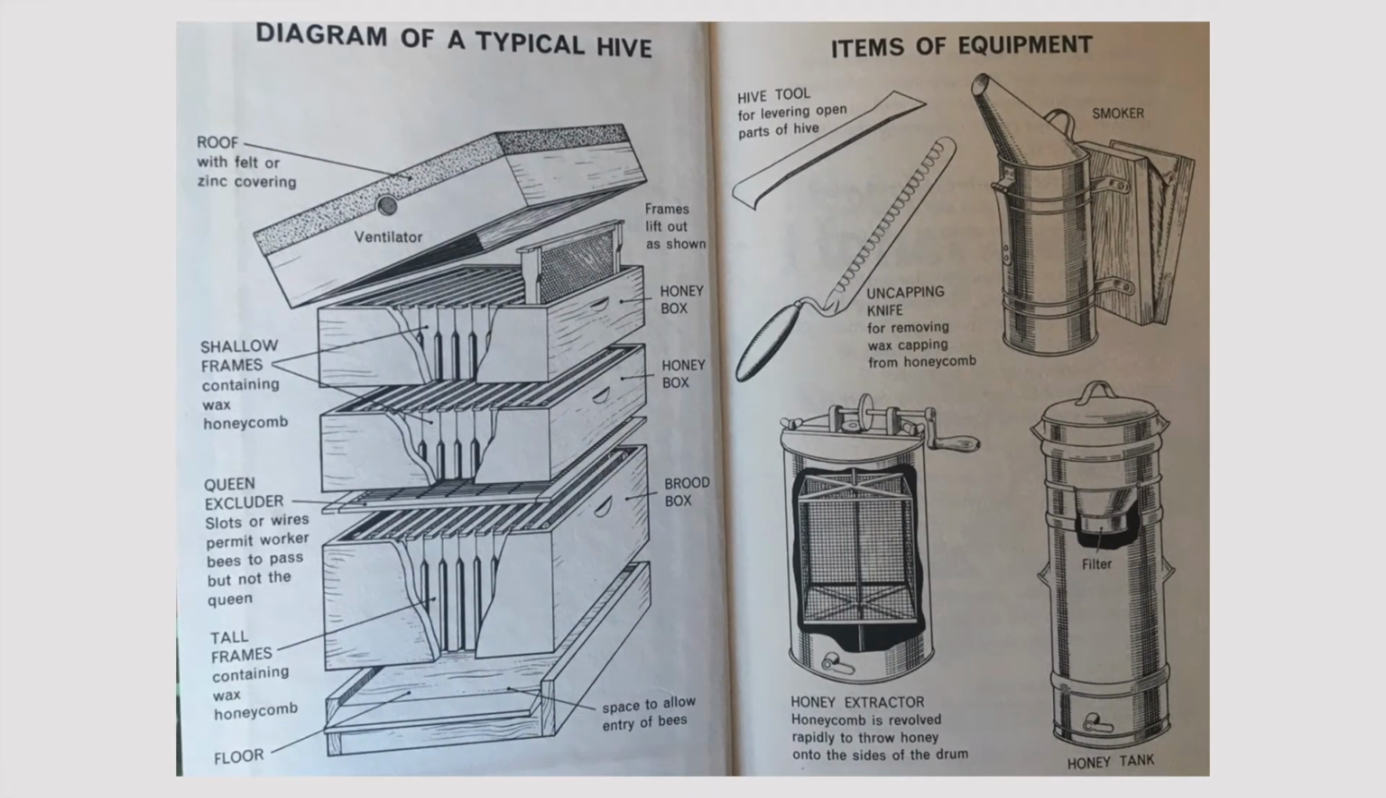So on the page here we have two diagrams. One is of a typical hive, which is where bees live, and the other is items of equipment. Have a little couple of minutes here to pause this page and read with whoever is helping you all the different components which make up the typical hive and also the equipment. Have a little chat about what you see and what you think each different part is used for.